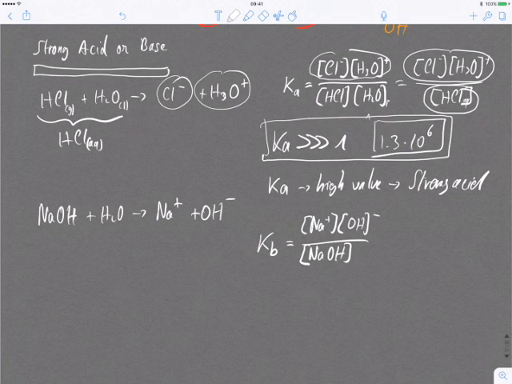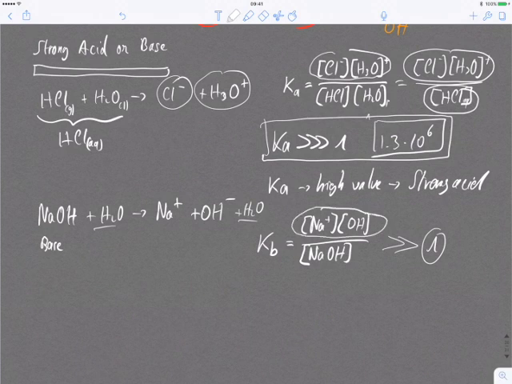The water will be the same, so in this case I can put H2O here as well. The dissociation of this base is also very, very much larger than 1. Same as a strong acid, meaning the entire process goes to product and nothing is left of the reactant. So that's the definition of the strong acid.